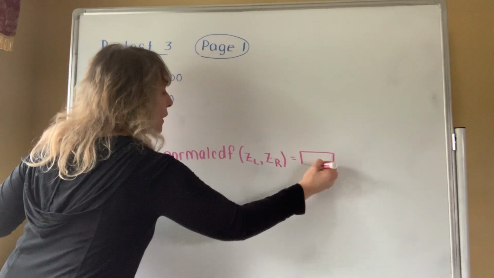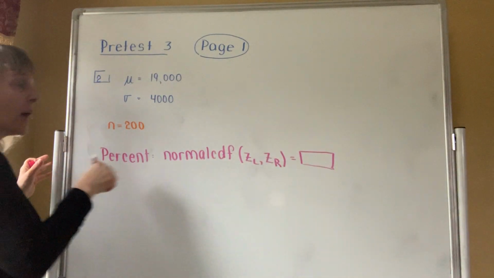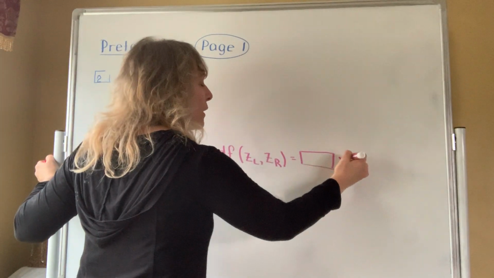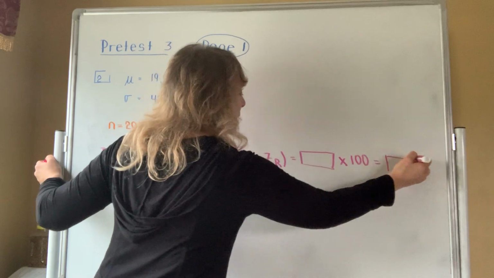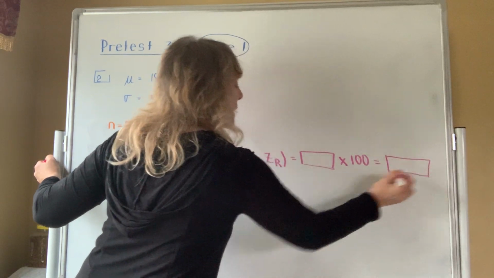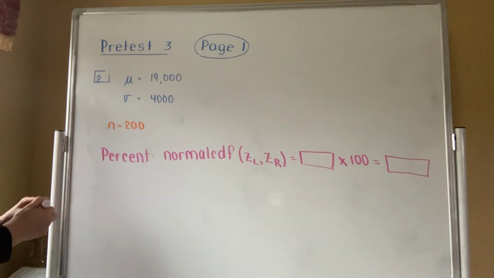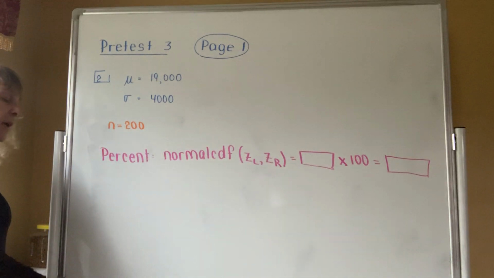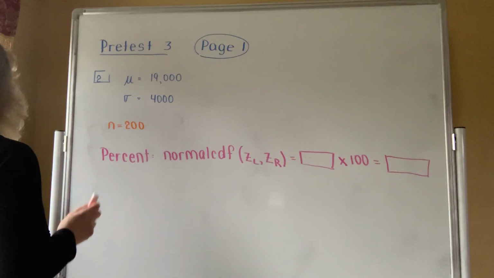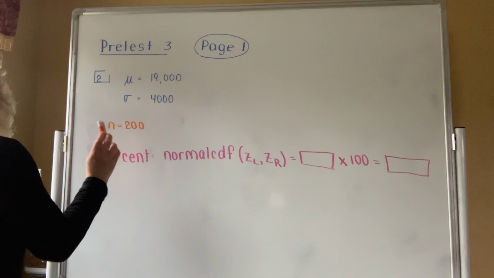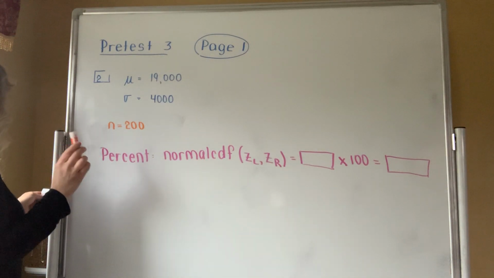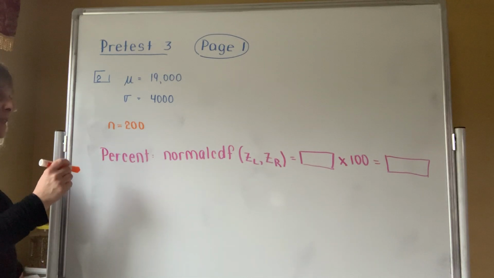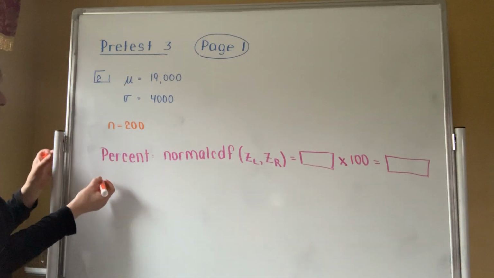But you need to take the answer that you get, which is the probability, and you need to multiply it by 100. And that is going to be the percent. So make sure you know that you have to do that to answer this question. Now, to finish this up, it says, sample size of 200. What percent of graduates would you expect to have a credit card debt of less than $18,000?